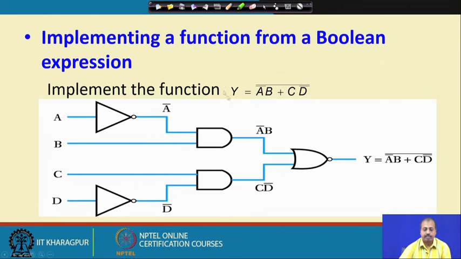Let us take another, slightly more complex example, y equal to a bar b plus c d bar, whole bar. If you look at the highest level, this is a NOR operation, because this plus is OR and there is an inversion at the top. So, I take a NOR gate, and to the NOR gate I should have the inputs a bar b and c d bar. This NOR gate is getting two lines. In one line I have to realize a bar b, and in another line I have to realize c d bar.